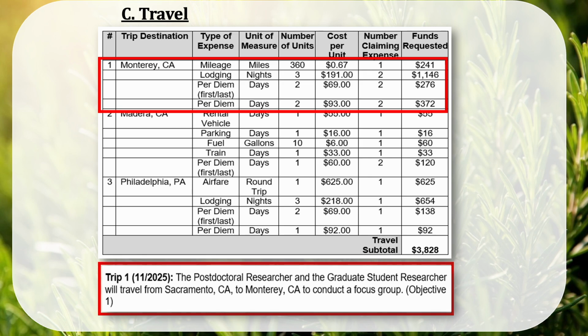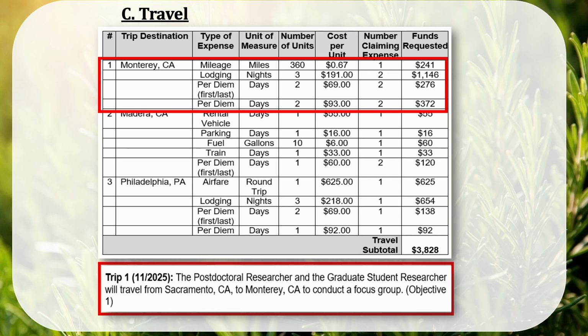For these lines in the table, the unit of measure is days and the number of days requested is 2 each. There is the first day of travel, then 2 full days of travel, and the last day of travel. The cost per unit for meals is $69 per day in accordance with the GSA rate for Monterey for the first and last day of travel, $93 for the full day of travel, and meals are requested for both people traveling, which totals $276 and $372 respectively. The expenses are broken out in the same way for the remaining 3 trips in the example, and the total for all travel is provided at the bottom of the table.